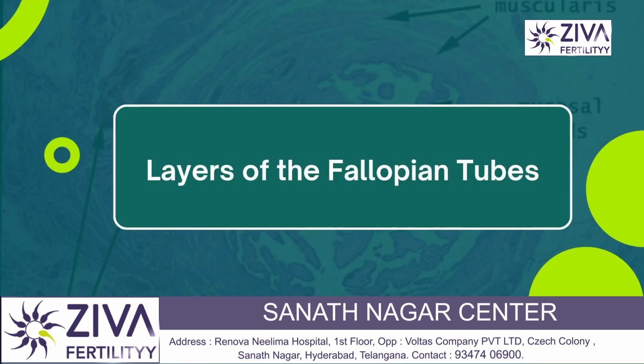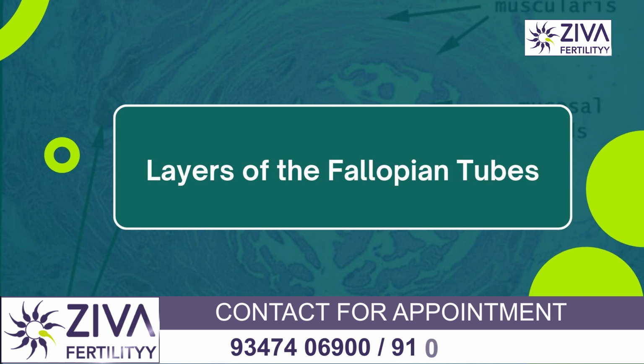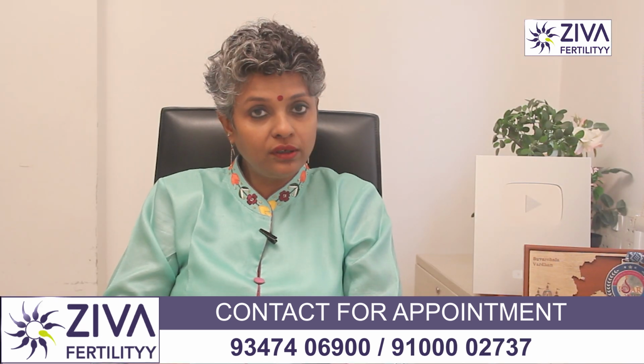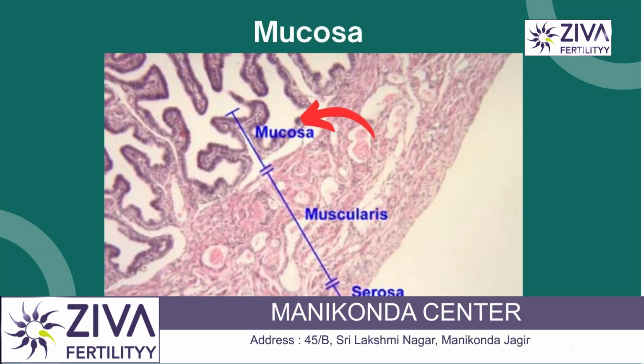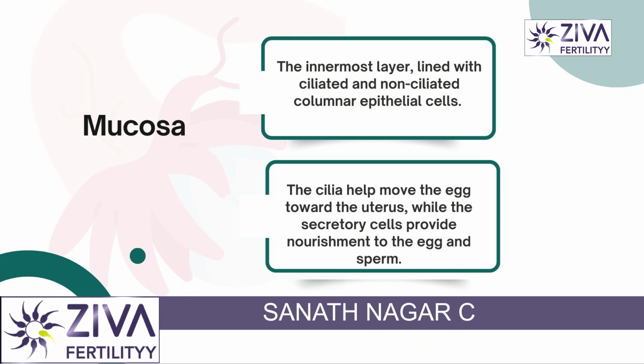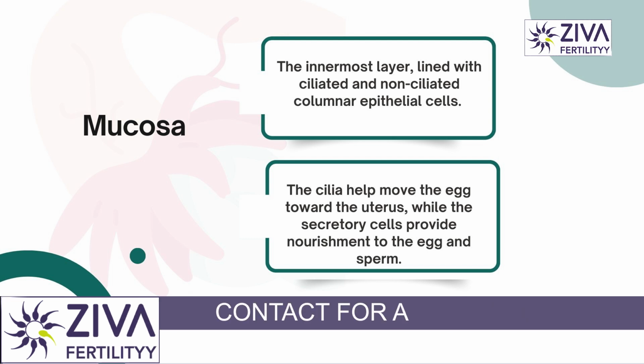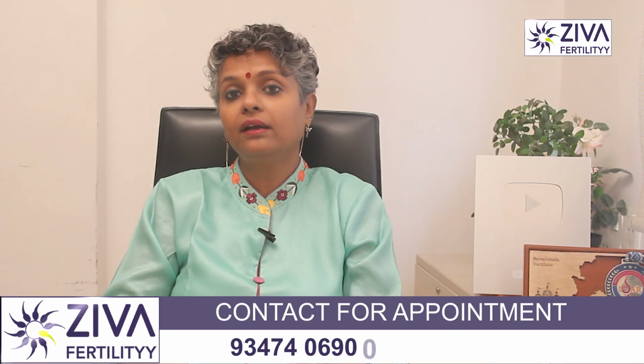We'll also look at the layers inside the fallopian tubes. The wall of the fallopian tubes is composed of three main layers. The first one we'll talk about is the mucosa. It is the innermost layer lined with ciliated and non-ciliated columnar epithelial cells. The cilia help move the egg towards the uterus, while the secretory cells provide nourishment to the egg and the sperm.